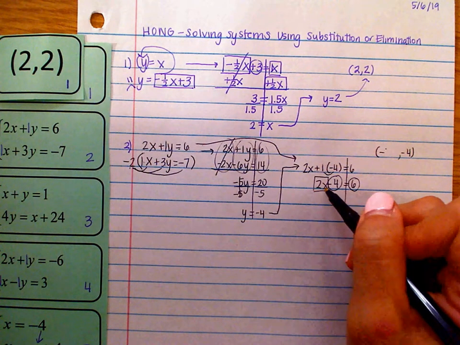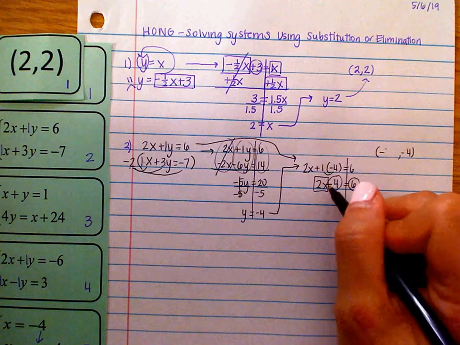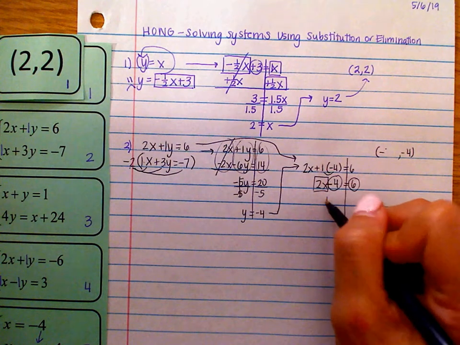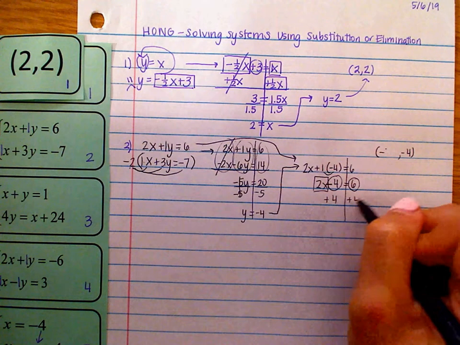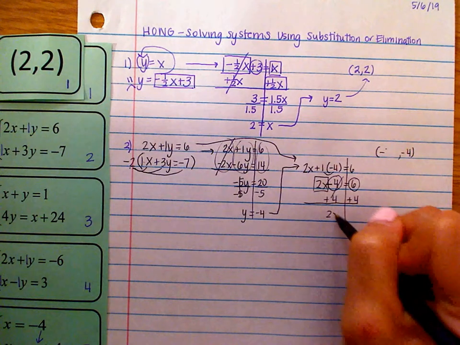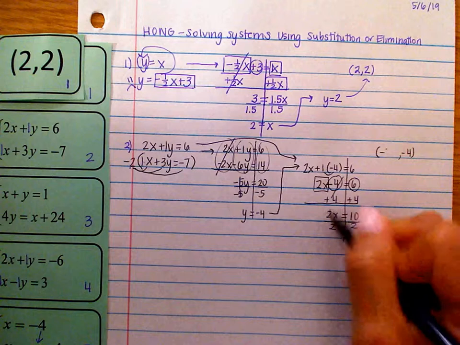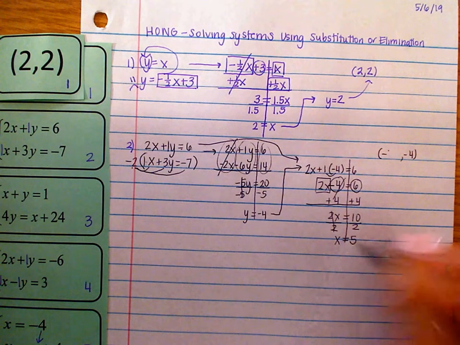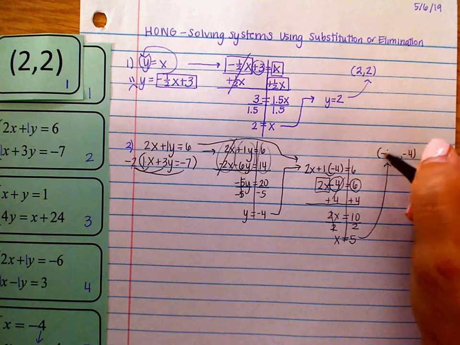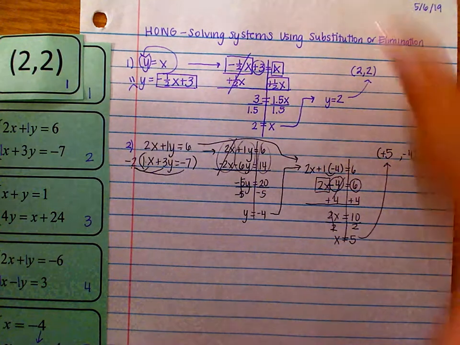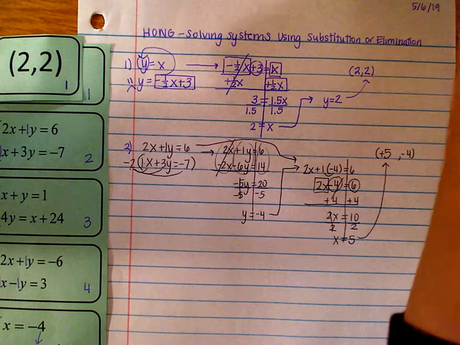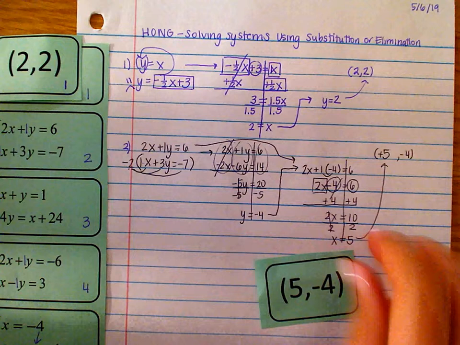Now, when you get stuck, put a box and circle. I see a circle on both sides. Which one should I get rid of? I should get rid of this one, get it away from the 2x. So the opposite is to eliminate it. The opposite of negative is positive, and whatever you do to one side, you do to the other side. 2x equals 10. So we divide by 2, x equals 5. So this should be a +5.